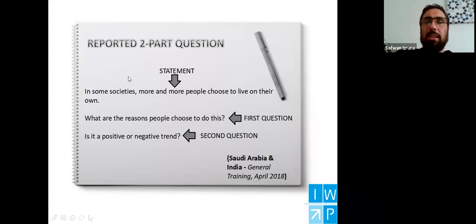In some societies, more and more people choose to live on their own. What are the reasons people choose to do this? Is it a positive or negative trend? So here again, we kind of have causes here, and we have an opinion kind of question going on here. So that's a mix as well.